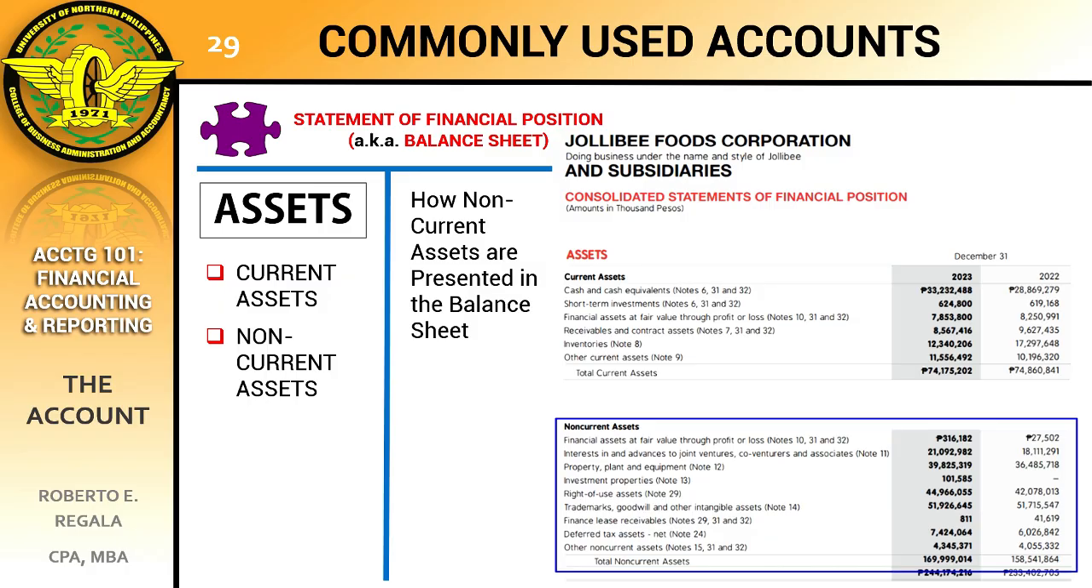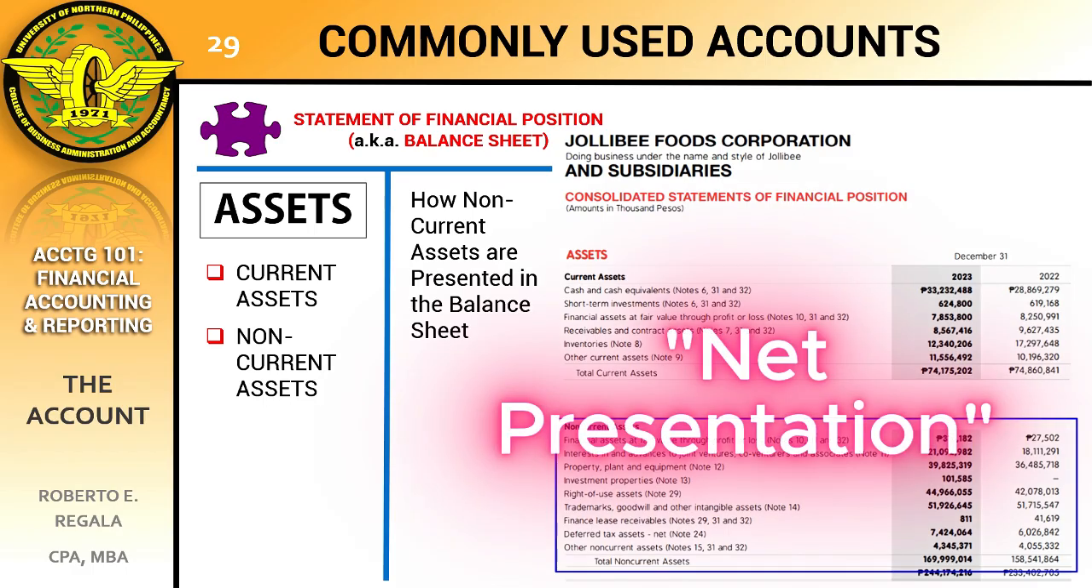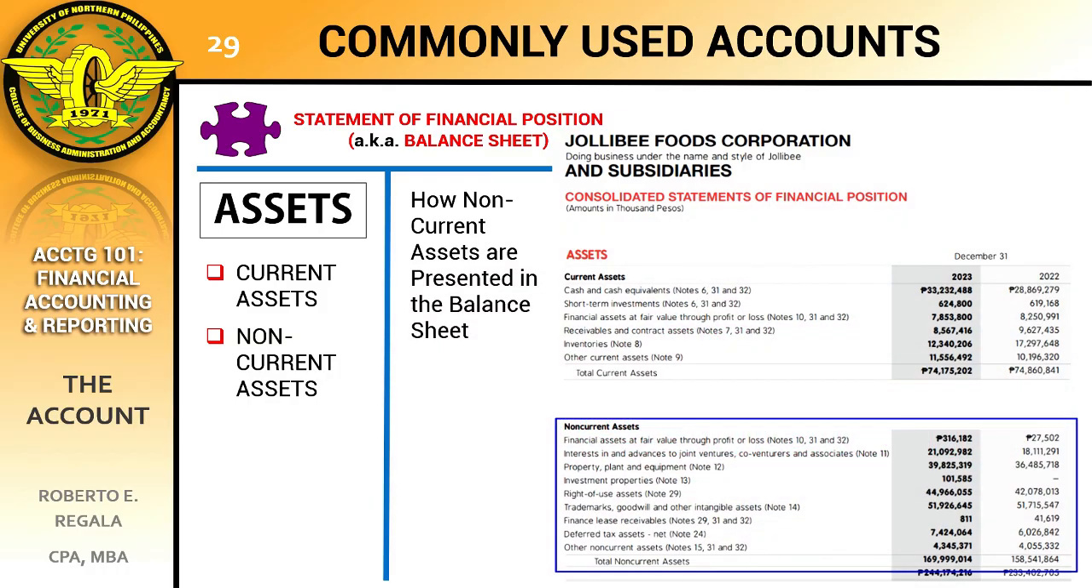Note that in the above balance sheet of Jollibee, the non-current assets are presented net of depreciation and amortization. The net presentation after depreciation and amortization helps provide a more accurate representation of the asset's remaining value and its contribution to the business, which is essential for assessing the company's financial position and performance.